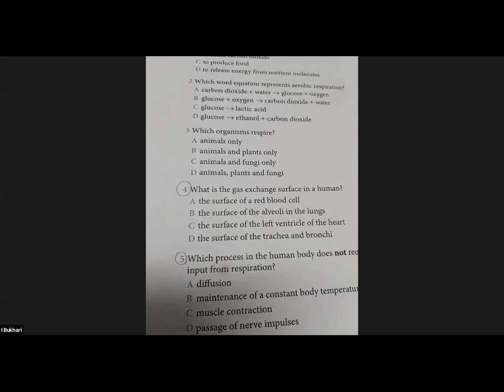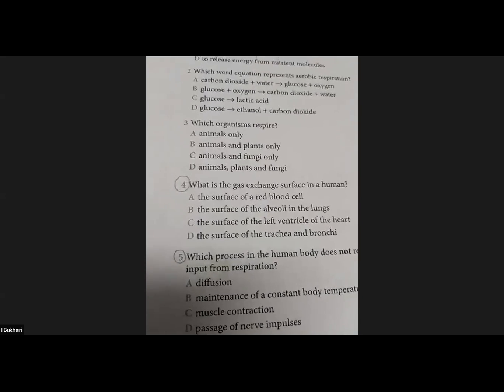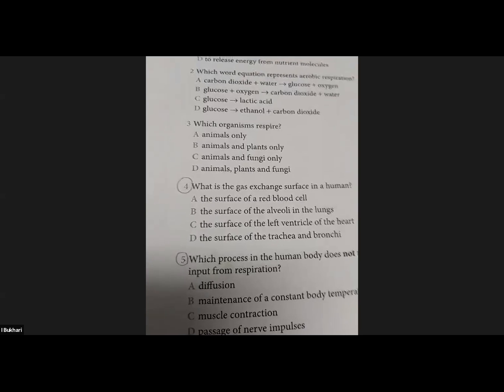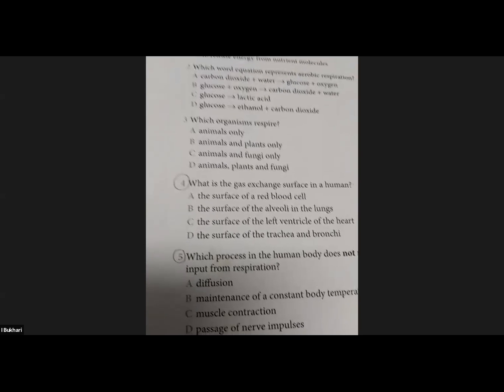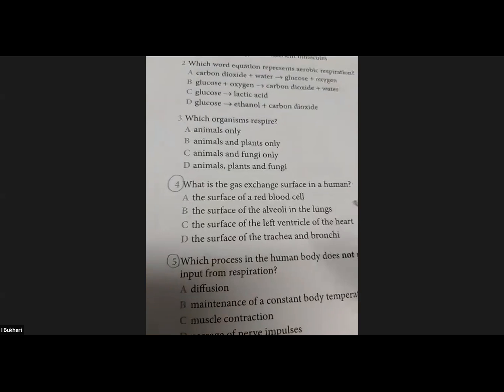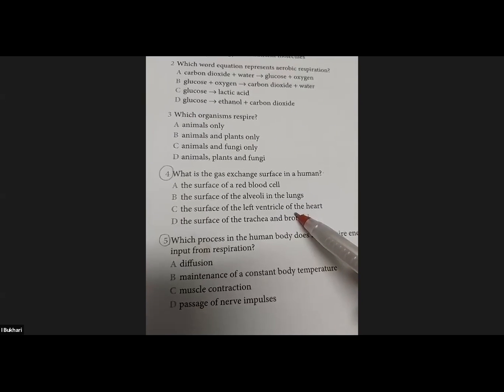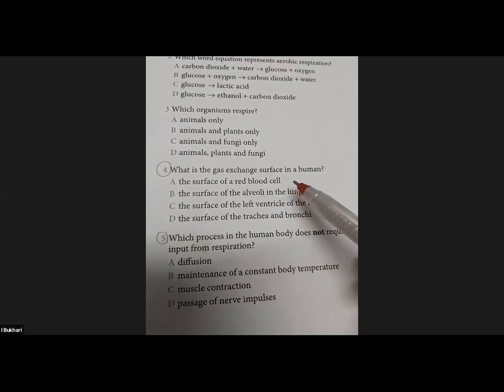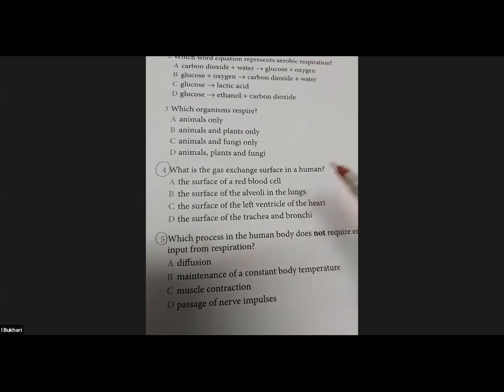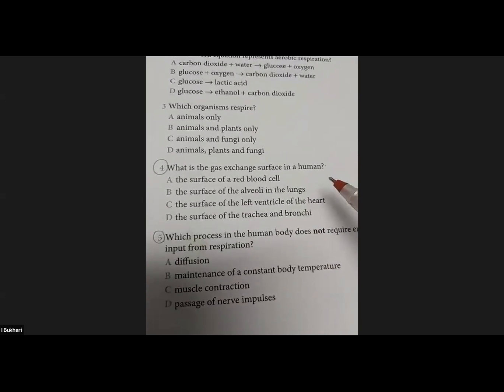Okay, Momina, you want to answer? I'm unmuting you. You want to explain? Yes, the answer is part B. It's not A because the oxygen is basically entering through the surface of the alveoli in the lungs. It is not leaving or something is happening there.